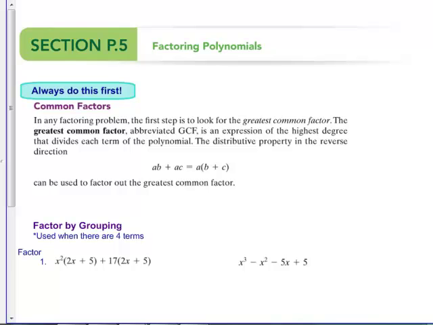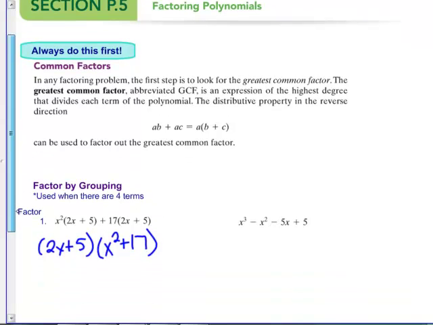But first, let's factor by grouping. Well, this is technically not factoring by grouping. Number 1 is just factoring out the greatest common factor. What's the greatest common factor between x squared times 2x plus 5 plus 17 times 2x plus 5? 2x plus 5. So this one's technically just pulling out the common factor. Exactly. You're left with x squared plus 17. And then these are done. They won't factor any further, but do always look just to make sure.